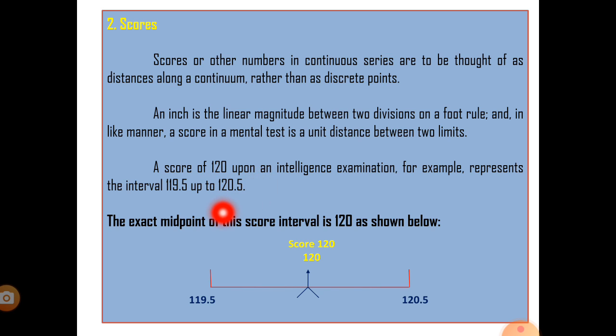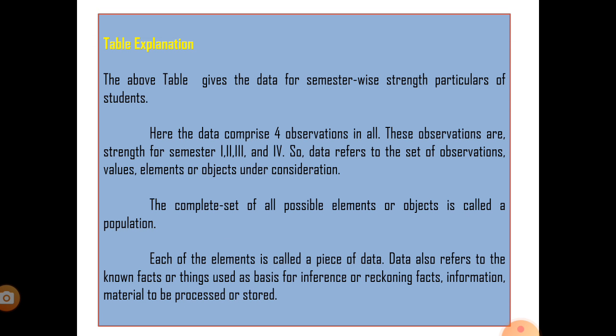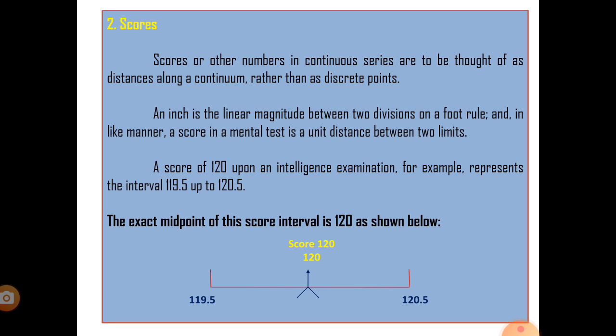This represents the interval 119.5 up to 120.5. This is the interval for the score of 120. The exact midpoint of the score interval is 120, as shown below. This is the score 120, and these are the interval points, 119.5 to 120.5. This is the score obtained by the student, which we have seen with the help of the interval points.